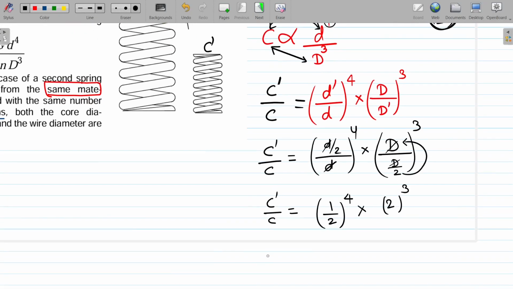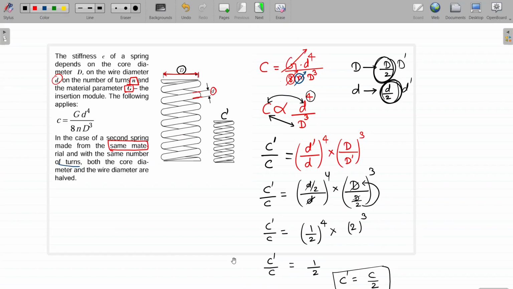So if you simplify this, you will get C dash upon C equal to 1 by 2. It means C dash is equal to C by 2. So the new stiffness will be half of the original stiffness, right? I hope you have understood this question.